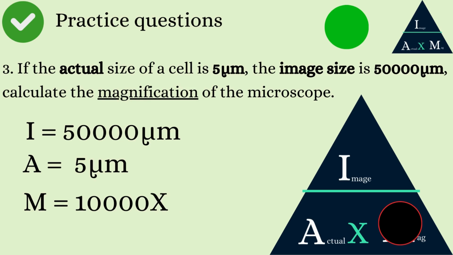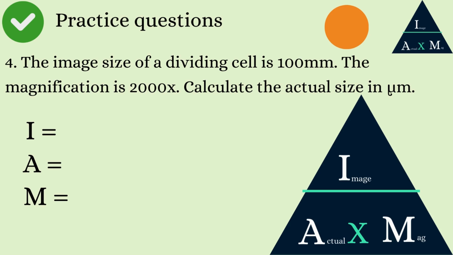Moving into some slightly more challenging questions now, labelled as orange. This means there might be an extra step to consider in your calculations. Question 4 says the image size of a dividing cell is 100 millimeters and the magnification is 2,000 times. Calculate the actual size in micrometers.